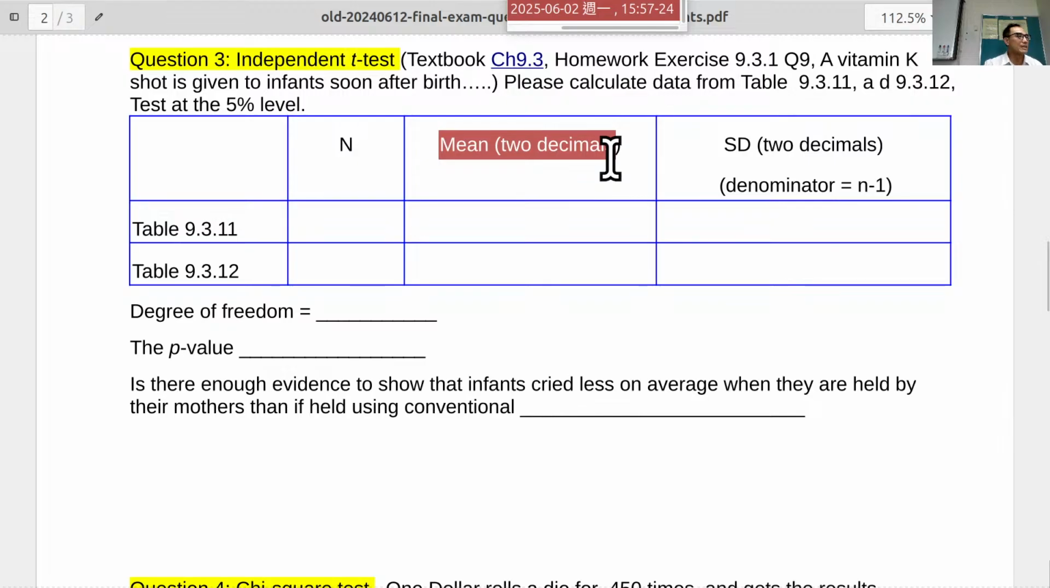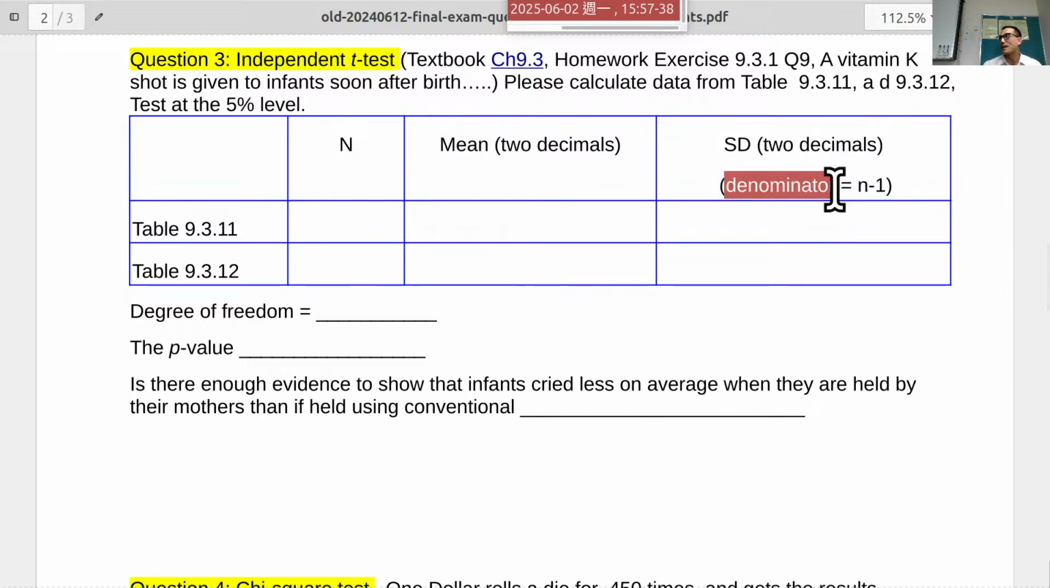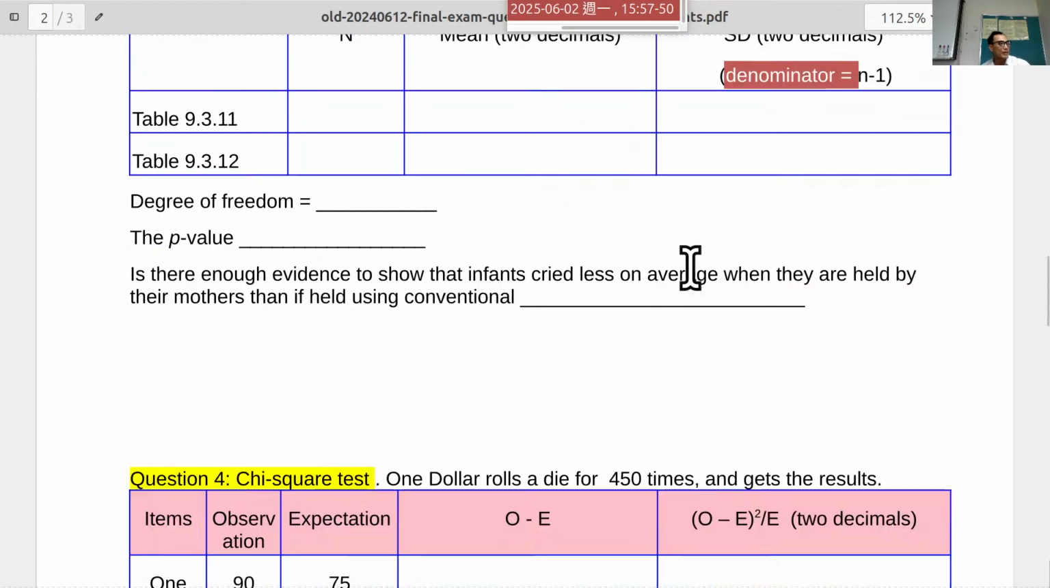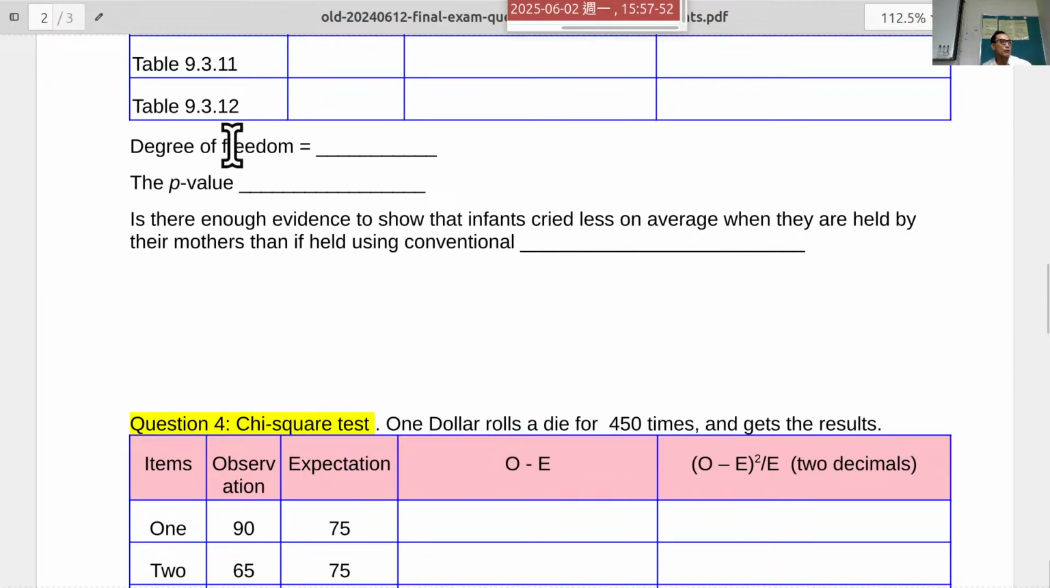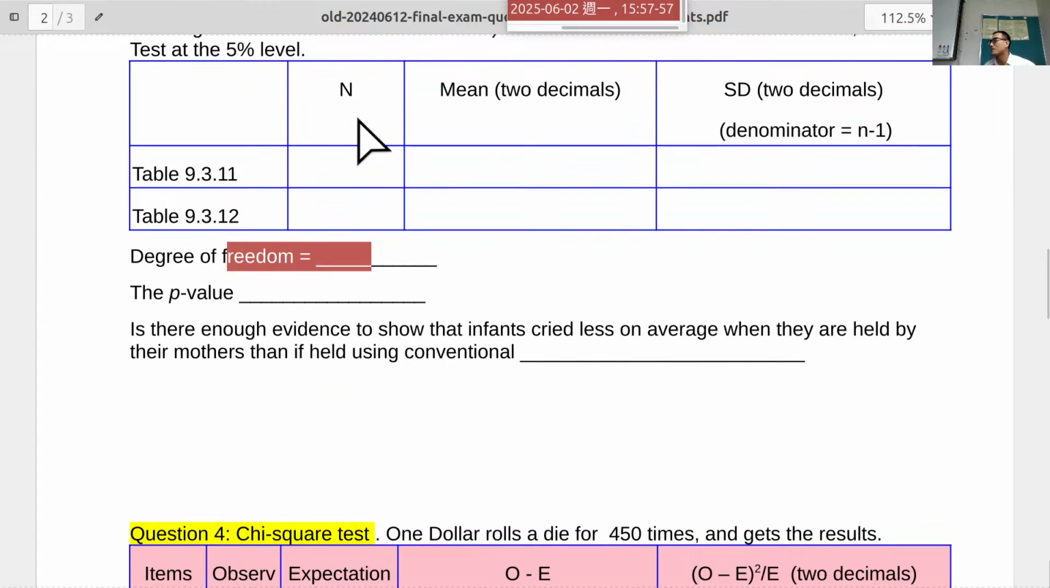I will ask you to find the n, the mean, and the standard deviation to 2 decimals. Just a reminder, the denominator is n minus 1. What does it mean? It's the sample standard deviation, not the population standard deviation. It's different. And the p-value, degrees of freedom: generally degrees of freedom is n1 plus n2 minus 1.